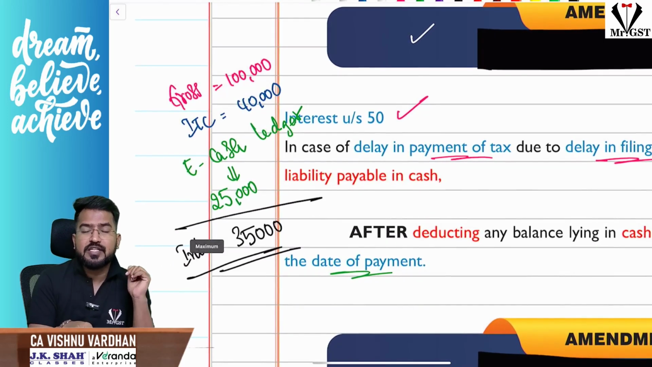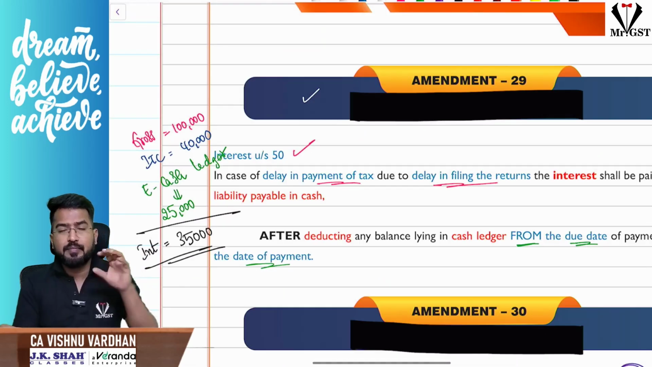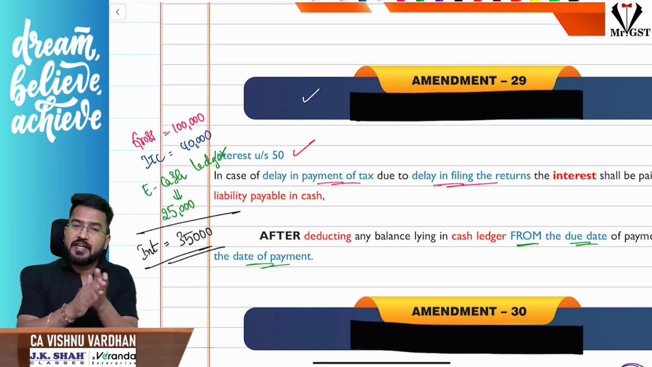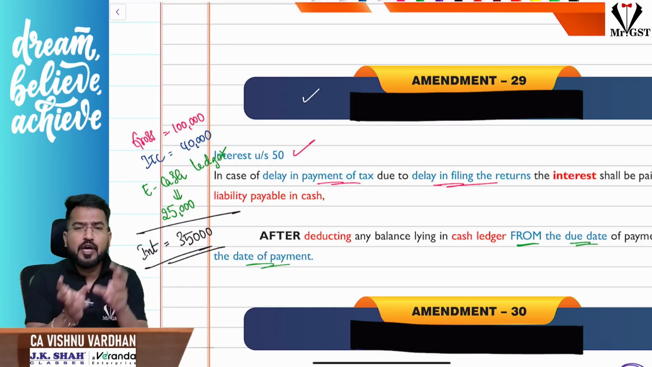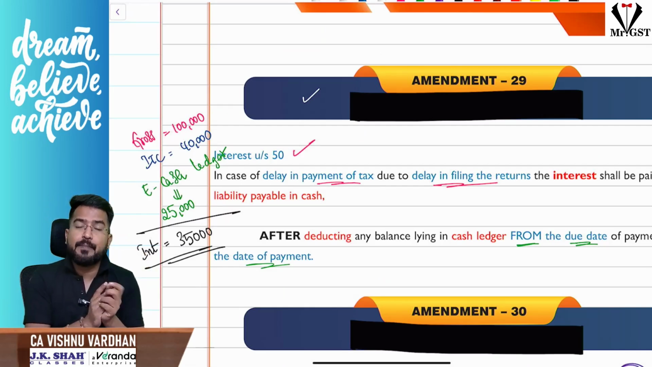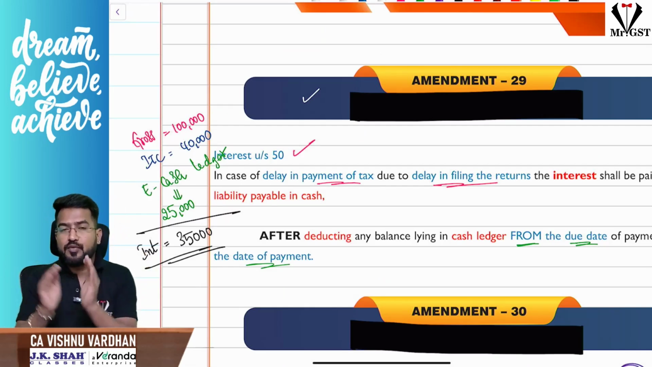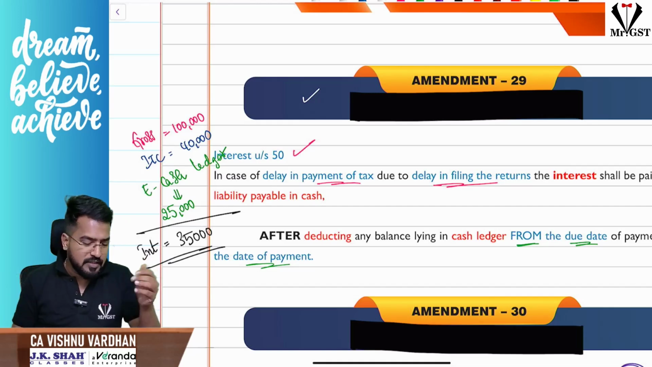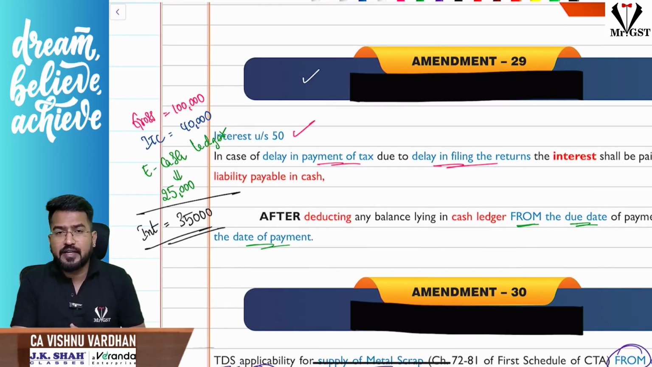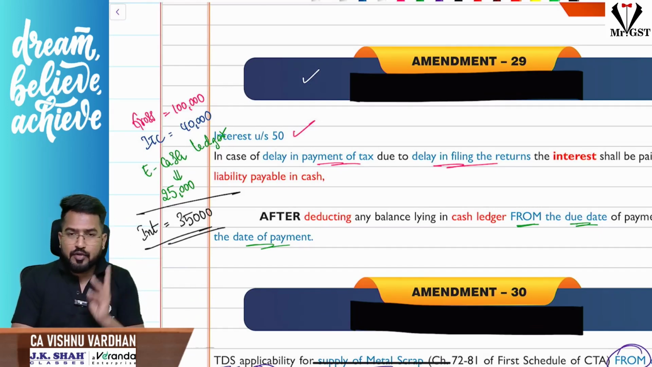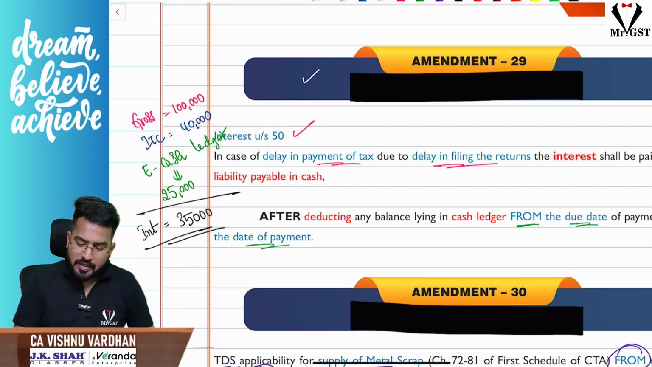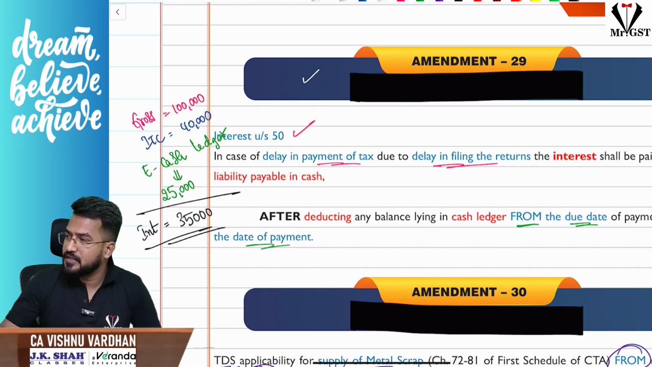But now there is one more extra point. Suppose during the period from the due date of filing the return till the date of filing the return, you have some amount in the e-cash ledger also, then that amount also you can exclude and only on the balance amount you have to pay interest. Suppose from the due date till the date of filing the return, I have a balance in e-cash ledger of 25,000, ITC 40,000, cash ledger balance 25,000, so total 65,000 is already there. So only on the balance 35,000 I have to pay interest. That is the next amendment.